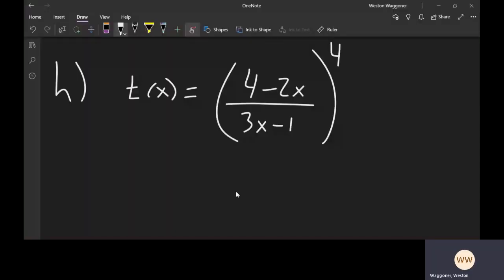Hey guys, so today we got this dense looking function. It looks pretty complicated, especially when we start thinking about taking the derivative of this thing. That's okay, we'll get through it.